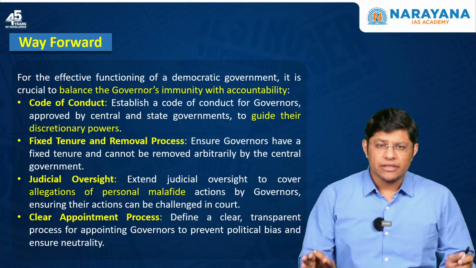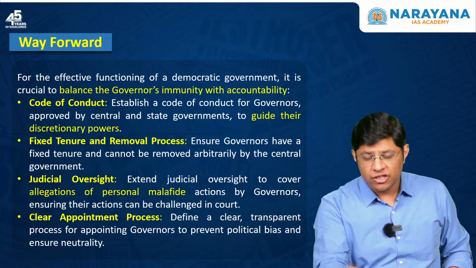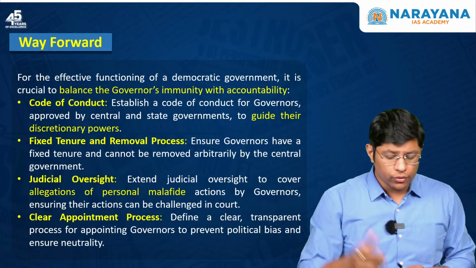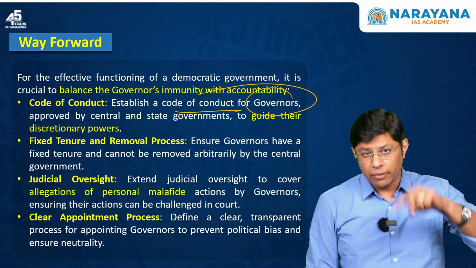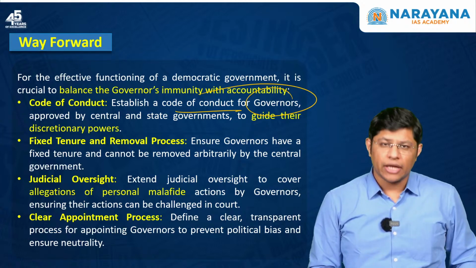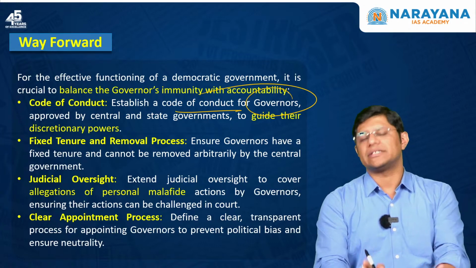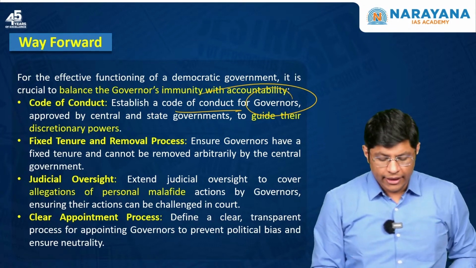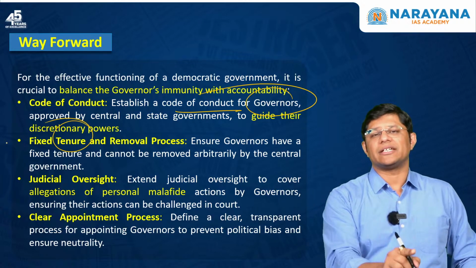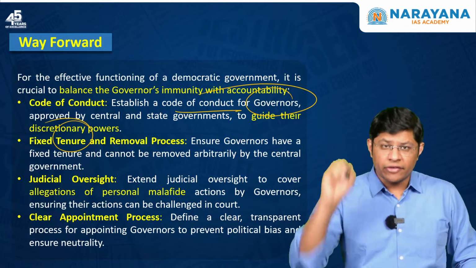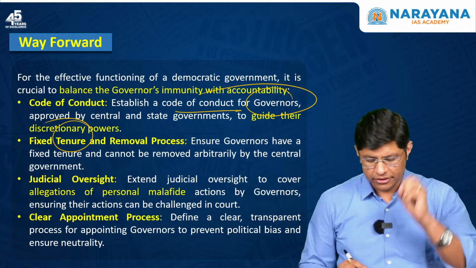So, the fact of the matter is, giving blanket immunity or protection to a president or governors is arbitrary. So, what can we do? We can establish a code of conduct for governors, which should be approved by the central and the state government, so that this code of conduct guides the discretionary powers of a president and governors. One. Second, you have to fix the tenure of the governors and the president, which means governors should not be dismissed as per the whims and fancies of the central government.